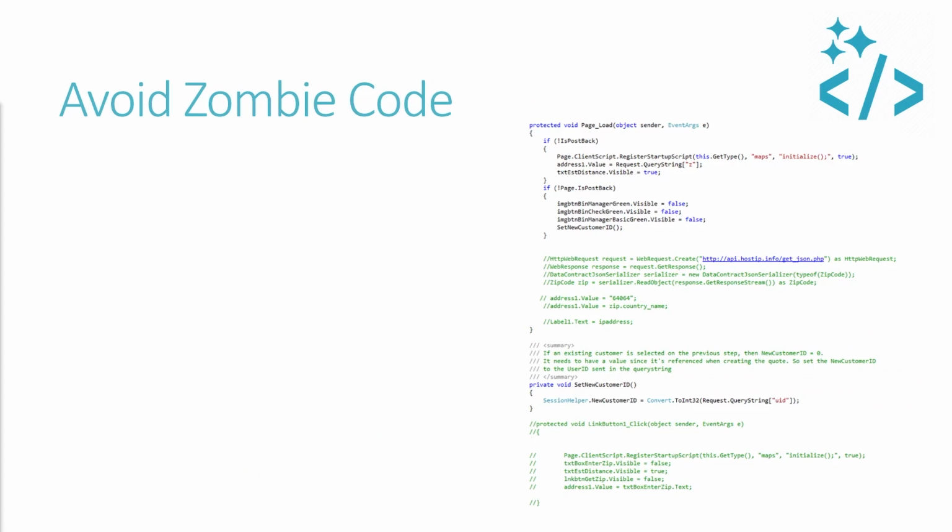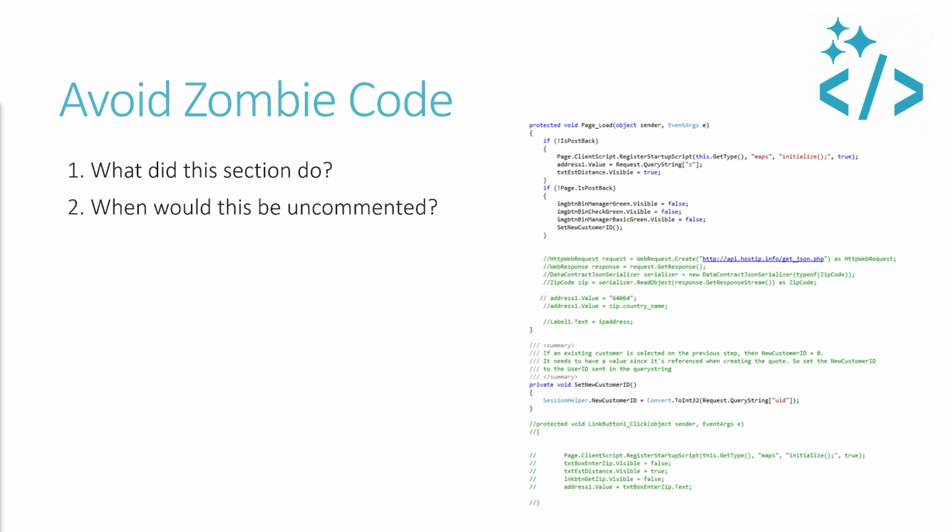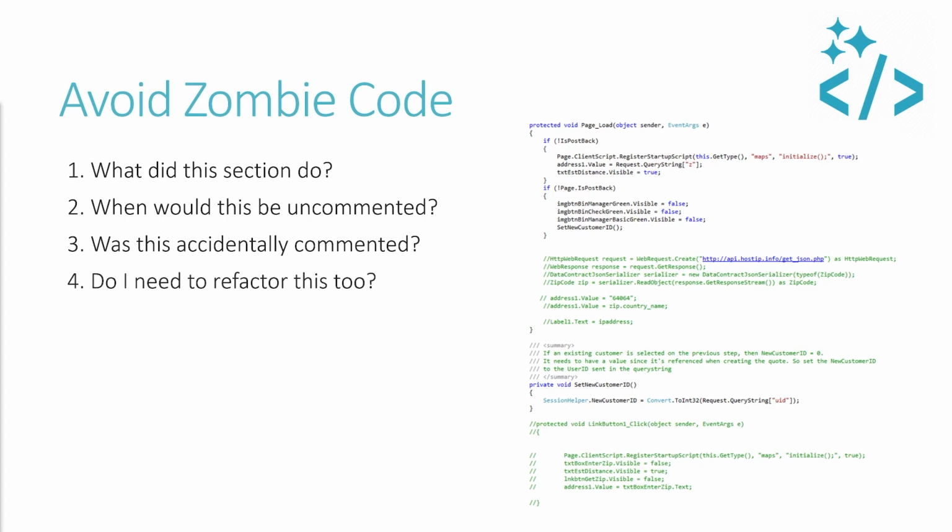We talked about zombie code. Zombie code is commented out code, for different reasons: because it didn't work, or whole methods which are not relevant anymore, and you see them commented out. You should ask yourself some questions. What did this commented out section do? When would it be uncommented? I'm sure nobody knows that. Was this accidentally commented? Do I need to refactor this too, maybe, when you come and make some changes here? And you should use source control for code history, so you shouldn't have this kind of comments in your code.